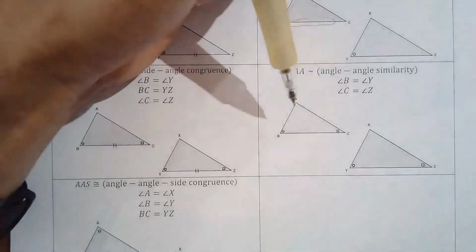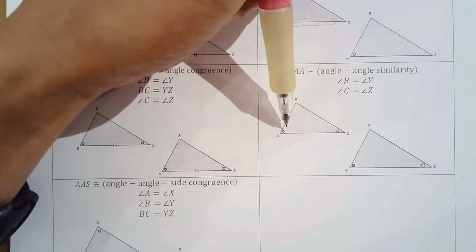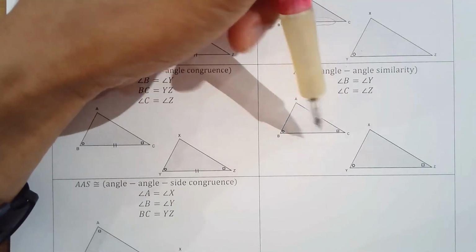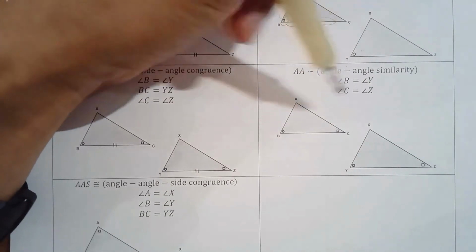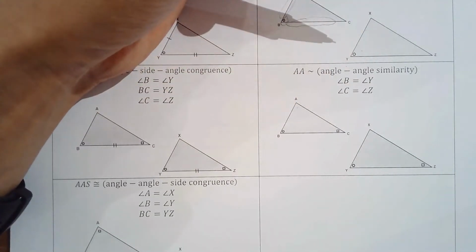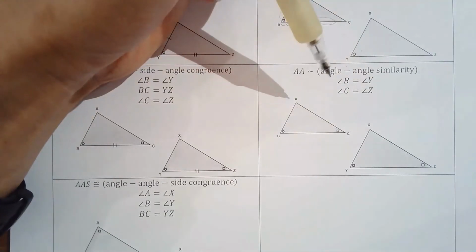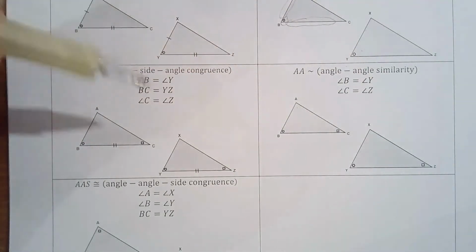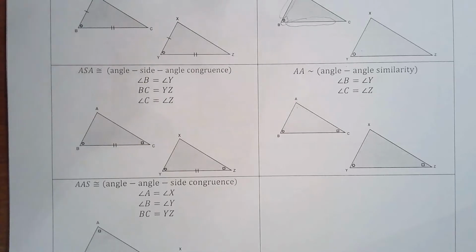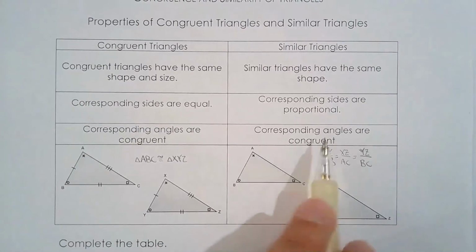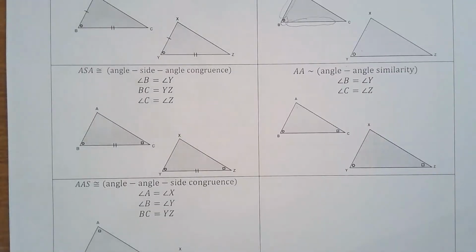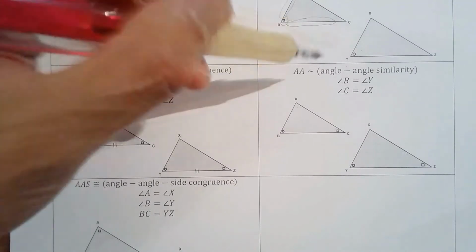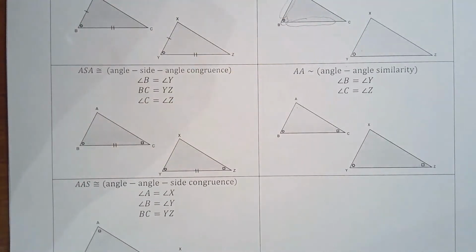Now, by the way, if two corresponding angles are congruent, guess what? The third angle must also be congruent because the sum of the interior angles must be 180 degrees. So if all three corresponding angles are congruent, then back to what we said here, the two triangles must be similar. So you don't need to show all three angles. Just two angles is good enough.